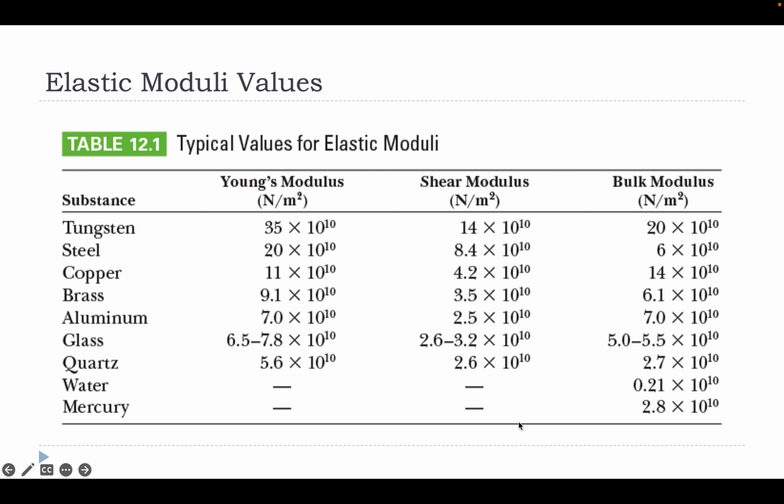There is a table that provides all of these elastic modulus values for different materials. We have Young's modulus for many materials, we have the shear modulus, and then we have the bulk modulus as well. So we might have to refer to this table to tell us what those moduli are based on the type of substance that we're dealing with.